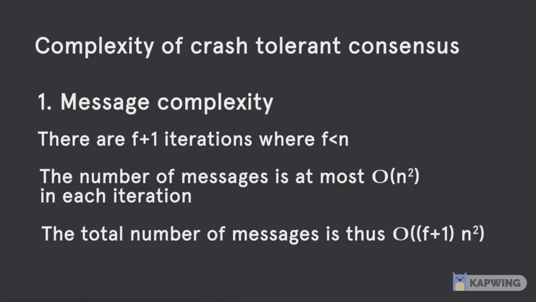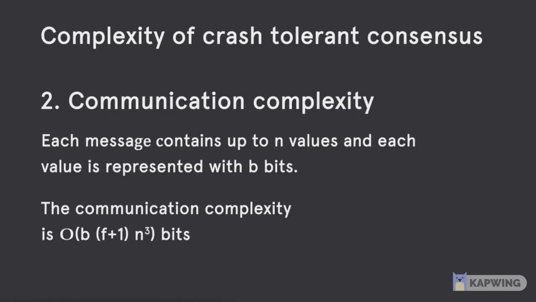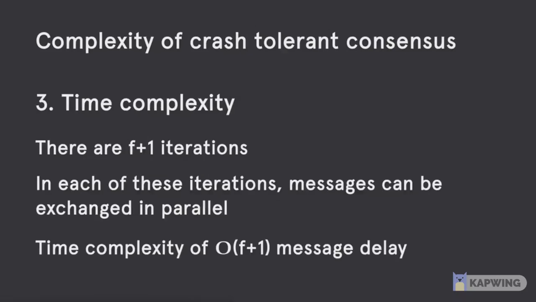Let us examine the consensus algorithm that tolerates crash failures in terms of complexities. As there are f+1 iterations in this algorithm, and in each iteration there are n(n-1) messages, the total message complexity is O((f+1)n²). As each message can transfer up to n values, each encoded with b bytes, and there are (f+1)n(n-1) messages, the communication complexity is O(b(f+1)n³). As there are f+1 iterations and all messages can be exchanged in parallel, the time complexity is O(f+1) message delays.